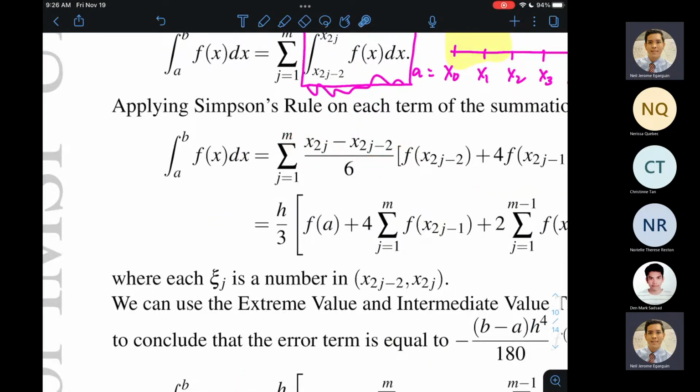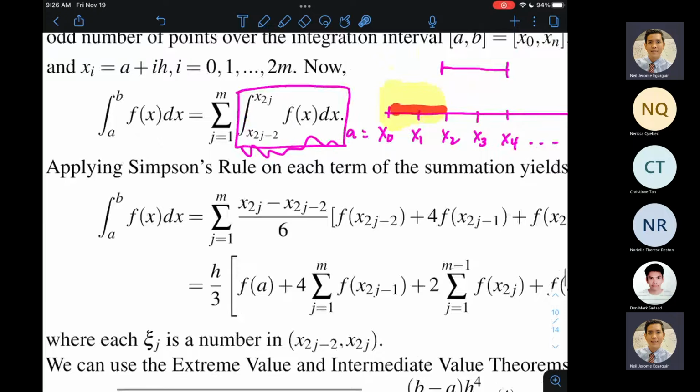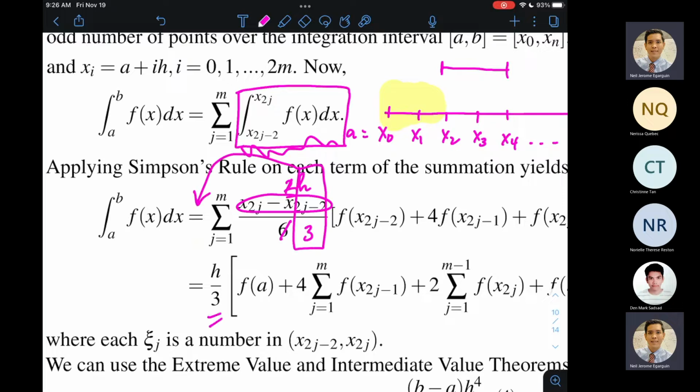So ito, x sub 2j minus x sub 2j minus 2, gano daw ito kahaba? But we know that the distance between two consecutive x's ay h. So ito ay h long, ito ay h long. So yung unang interval, kung saan tayo nag-i-integrate, ay length 2h. So this guy will be replaced by 2h. And then merong over 6. So maka-cancel lang yung 2 at saka yung 6. We'll have h over 3. H over 3 is independent of j, so it can come out of the summation as simply h over 3.